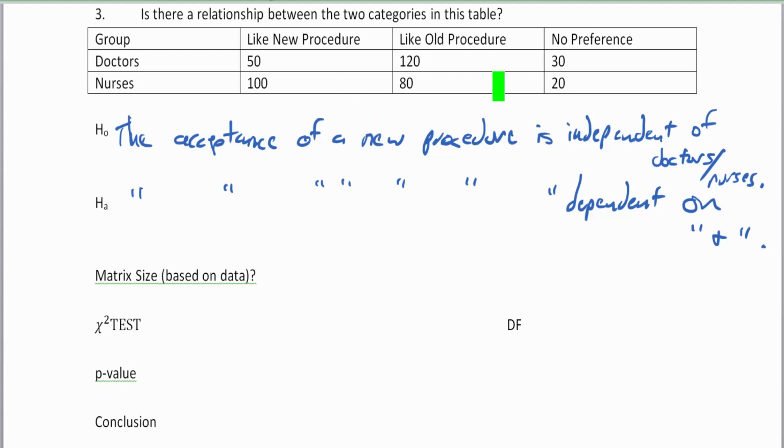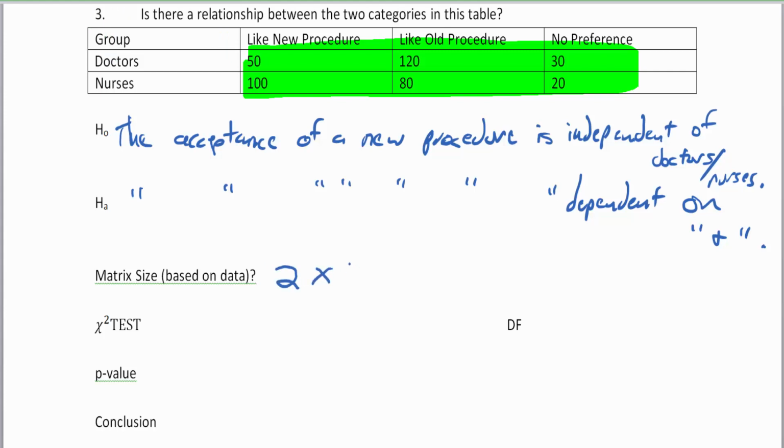Okay, so what's the matrix size based on the data? Now you'll notice that there's no totals on this column or row, which is great, because then we just need to focus on this green zone here. This is the raw data of what we observed, okay? So again, you never include the categories or totals, you include just the raw data. And the matrix size here is going to be 2 rows by 3 columns.